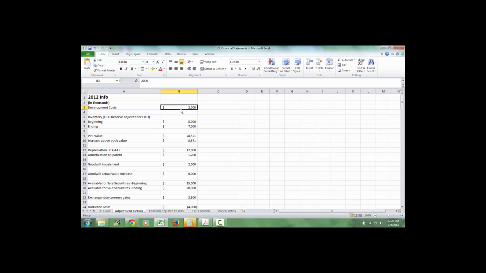So in 2012, this company, JCL, had development costs of $2,000. Inventory was valued in LIFO and would be restated for FIFO at beginning $5,000, ending $7,000. They had plant, property, and equipment of 70. These are in thousands, so 78,571,000. That's an increase of 8,571,000. They had U.S. GAAP depreciation of 12 million. They had amortization of 1,200,000. Goodwill impairment 2 million. Goodwill actual increase in value 6 million.